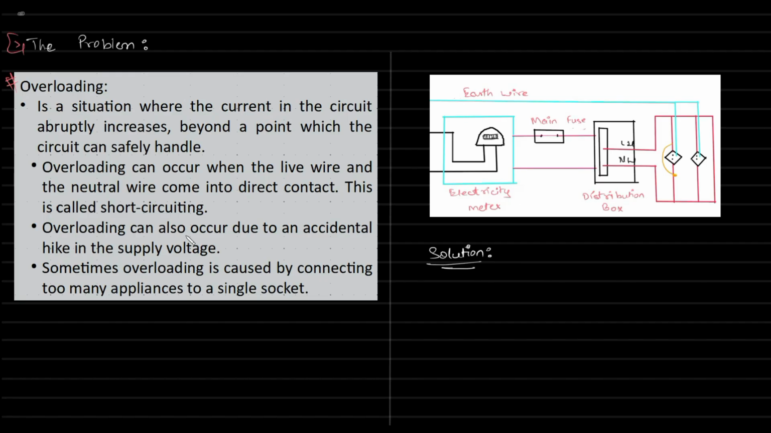So the second cause: overloading can occur due to an accidental hike in supply voltage. Maybe some issue is there in your electrical supply outside your house, basically. Lightning and thunder, okay, high winds. All of this can cause overloading.